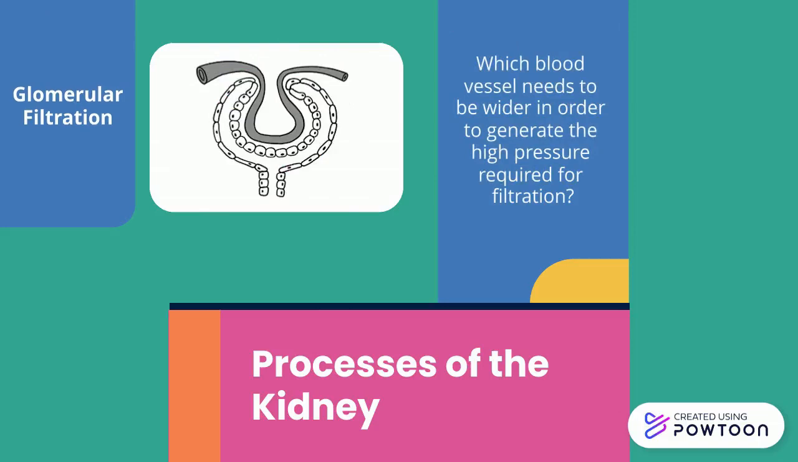Which blood vessel needs to be wider in the following diagram to generate the high pressure required for filtration? It will be the afferent blood vessel on the left-hand side.